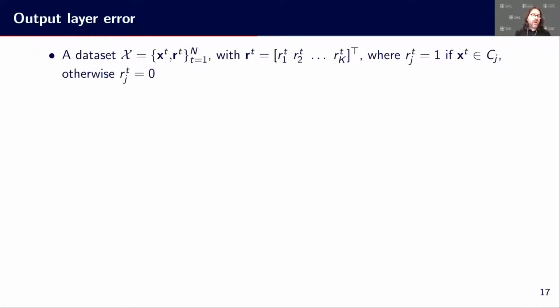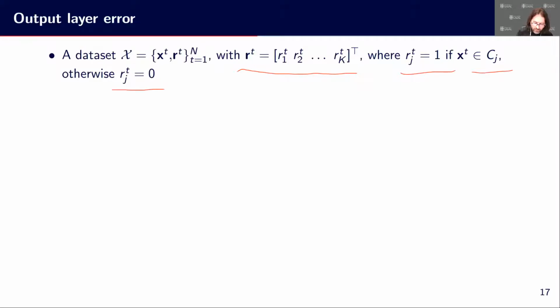So if we are looking at the output layer error, we say that we have a data set. So this is our data set. We have the target labels. Basically, we have R^t for K classes, for example. And this is a one-hot vector in the sense that r_j^t is equal to 1 if x^t is from the class C_j. So we set a 1 in the vector for the r^t associated to the class of x^t, and the other r_j^t are equal to 0. Otherwise it is 0.